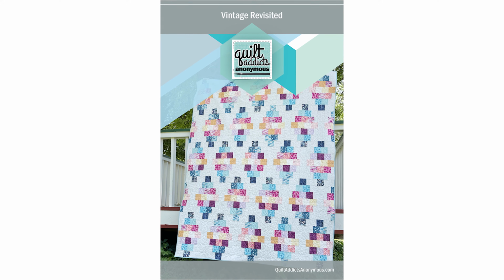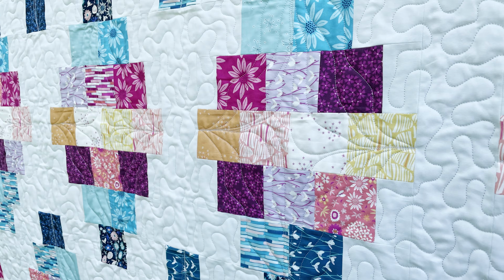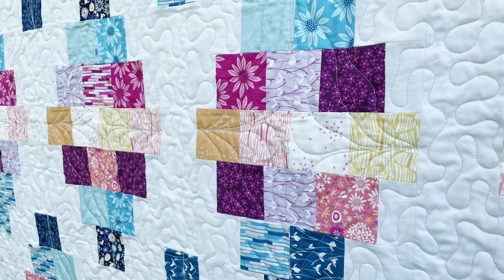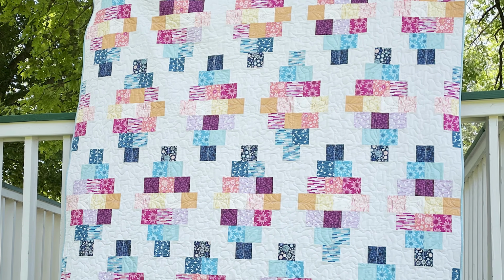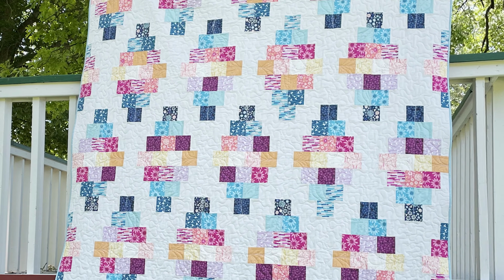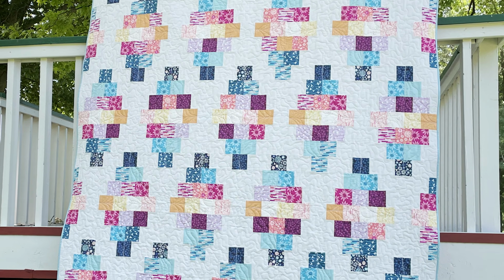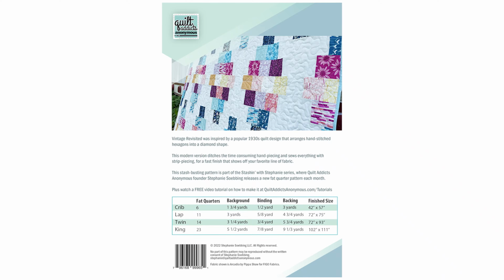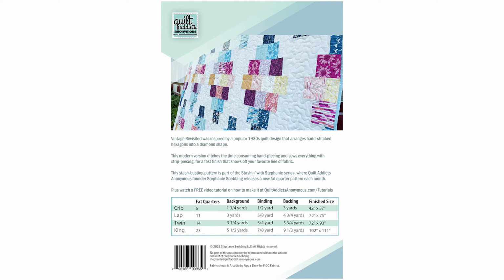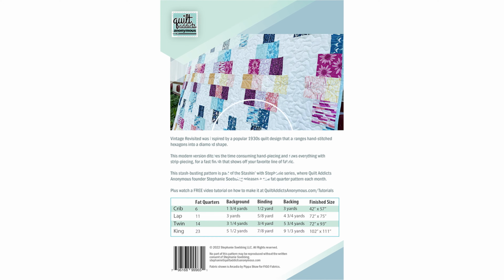Vintage Revisited also does a good job of making sure that if you have lighter fabrics within the collection that you don't want to have right next to the background, you could have those be kind of in the center of your diamond so that way they don't ever touch the background, and that way you can use some of those more challenging to use collections. Vintage Revisited is available in crib, lap, twin, and king sizes.